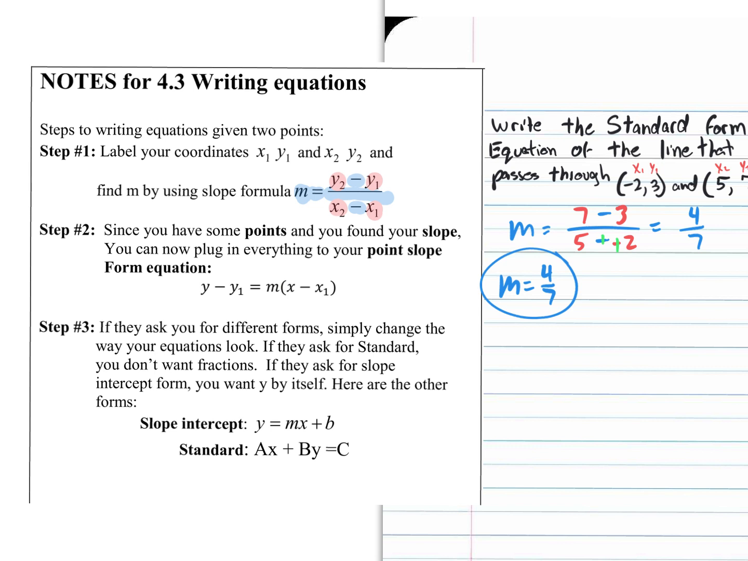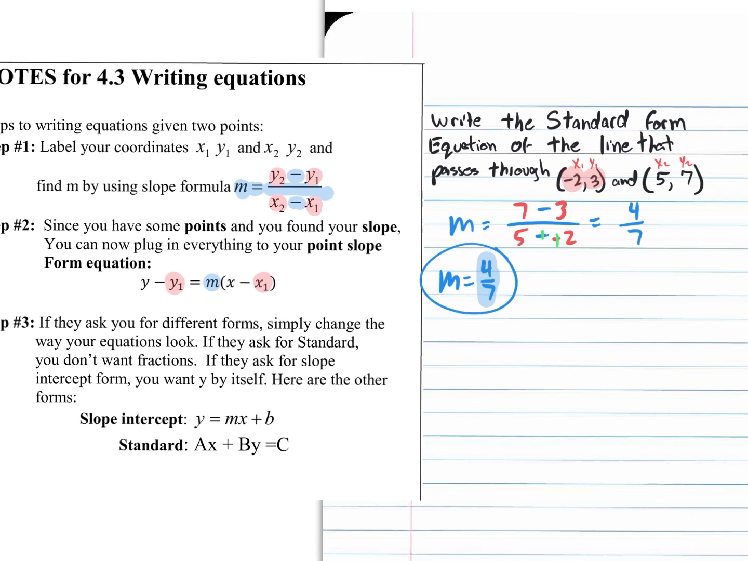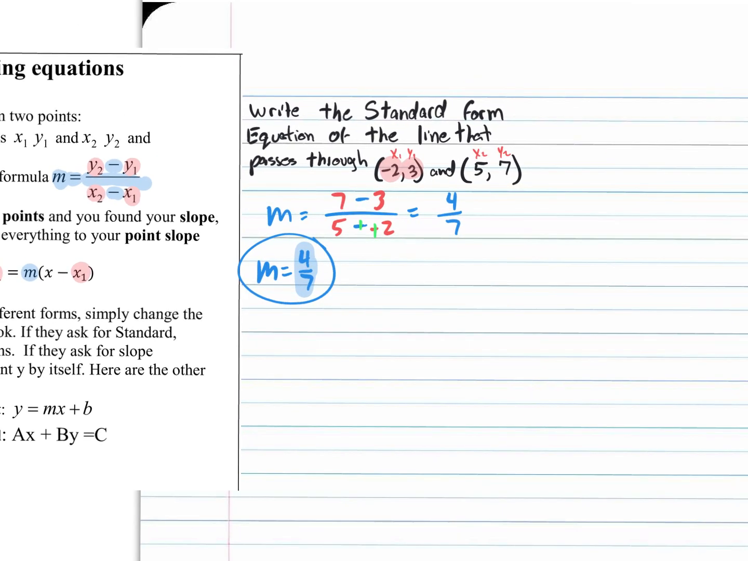So what we need to know is that the point x1, y1, negative 2, 3, you're going to plug it in right here, this x1 spot and that y1 spot. And then you're going to take the slope that we just found, the 4/7, and plug it right there where the m is at. Okay, so we're going to plug it into point slope form, and point slope form is y minus y1 equals m parentheses x minus x1.